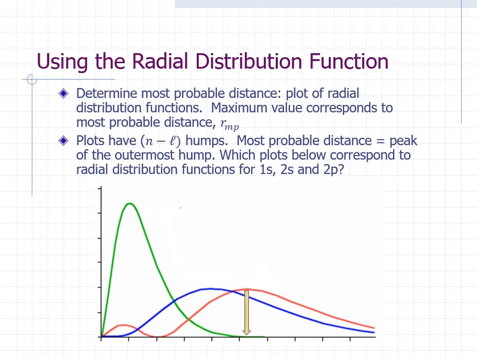The two other curves have only one hump, corresponding to the radial distribution functions for 1s and 2p. But which is which? Well, we expect the electron in a 1s orbital to be closer to the nucleus, on average. So the green curve corresponds to the radial distribution function for the 1s orbital. And the blue curve must correspond to the radial distribution function for the 2p orbital.